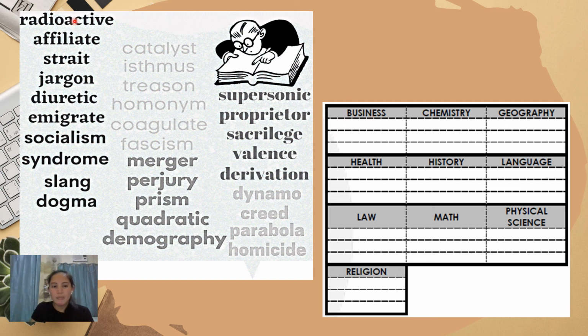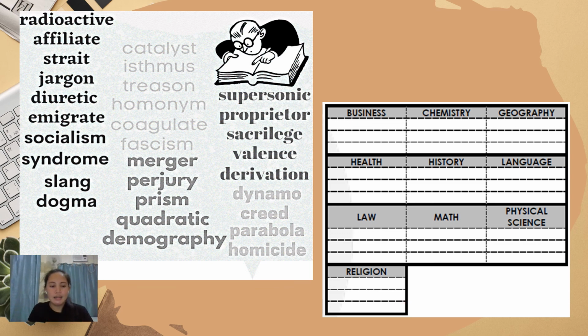Okay? So, for example, radioactive, parang physical science ata. So, I write it in physical science. Okay? So, 30 words for 10 different specialized fields. Alright? So, aalat nyo lang yan dyan, class.